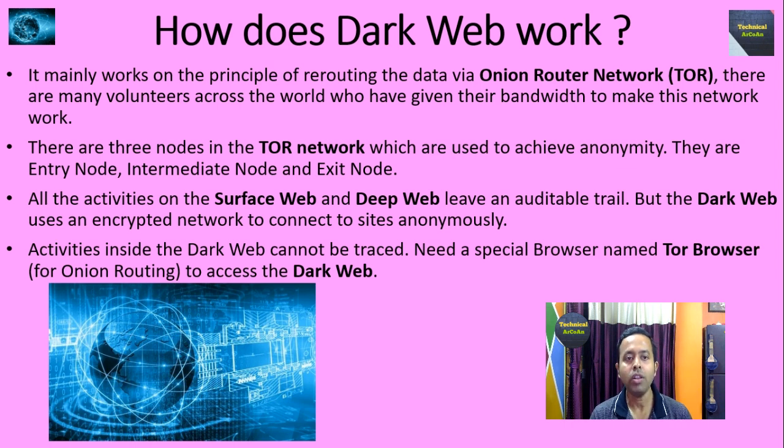All the activities on the surface web and deep web leave an auditable trail. But the dark web uses an encrypted network to connect to sites anonymously. Activities inside the dark web cannot be traced. You need a special browser named Tor browser for onion routing to access the dark web.